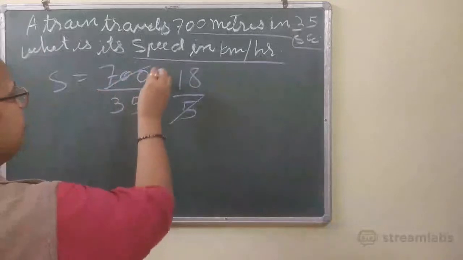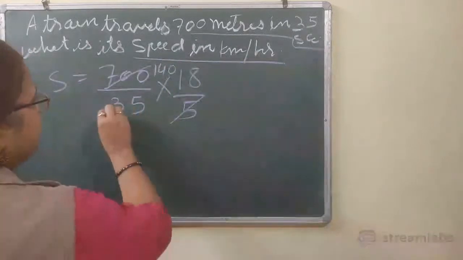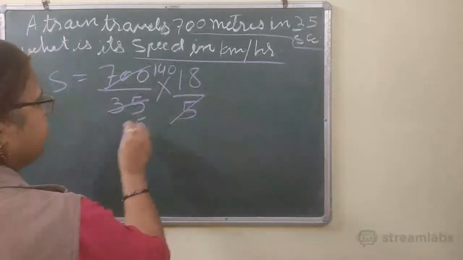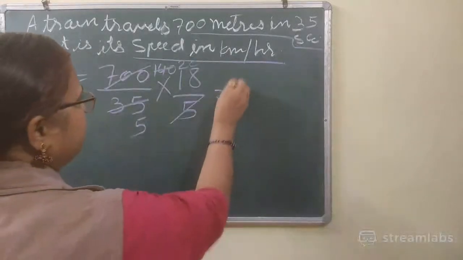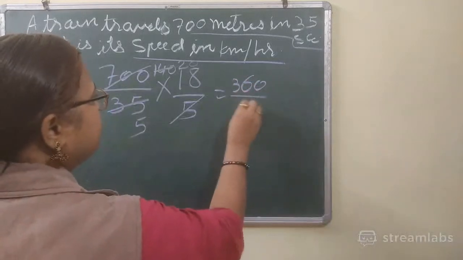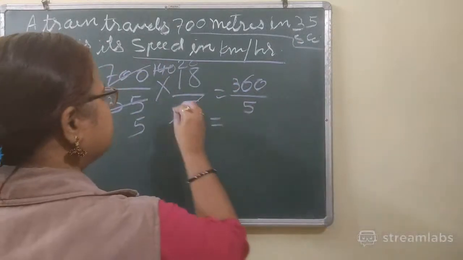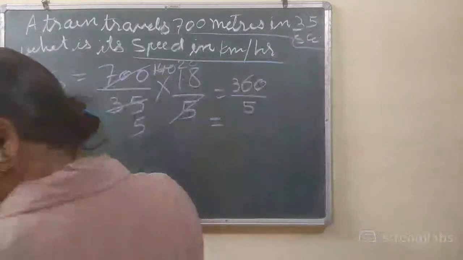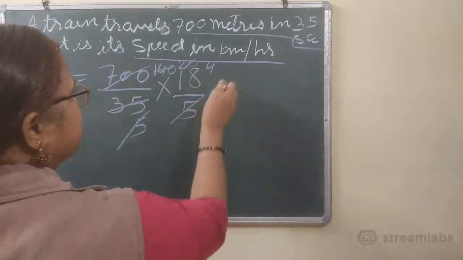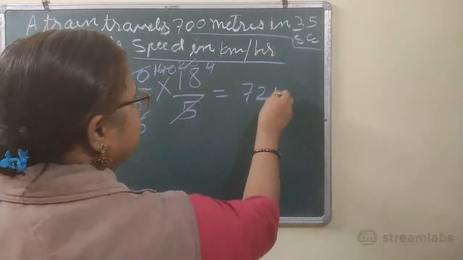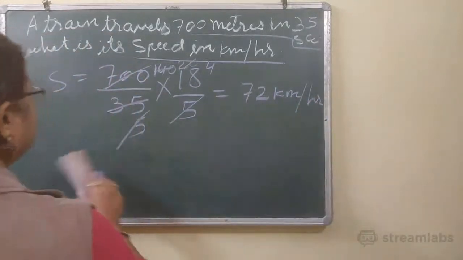So now 5 1s are 5. 5 4s are 20. Then 7 5s are 720. Can we cancel any other number? No. So it will be 360 by 5. And 360 by 5 means what? Yes, we can cancel here. 5 4s are 20, we can cancel. So 72 kilometer per hour is the answer. This is very easy. Okay.